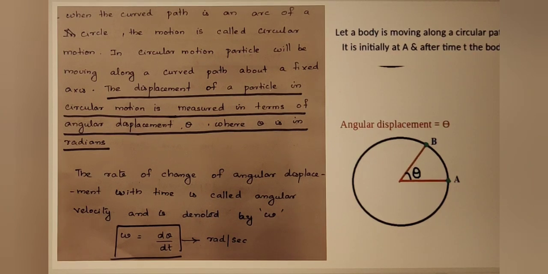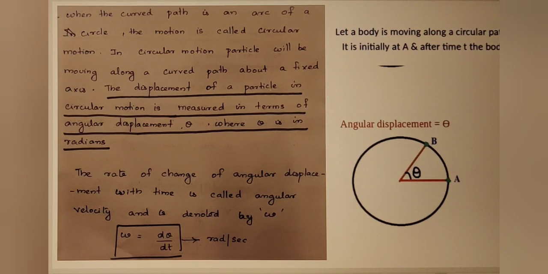Initially the body is at position A. After time t, the body occupies a new position B. So the angular displacement is theta. The displacement of a particle in circular motion is measured in terms of angular displacement, and the unit of angular displacement is radian.